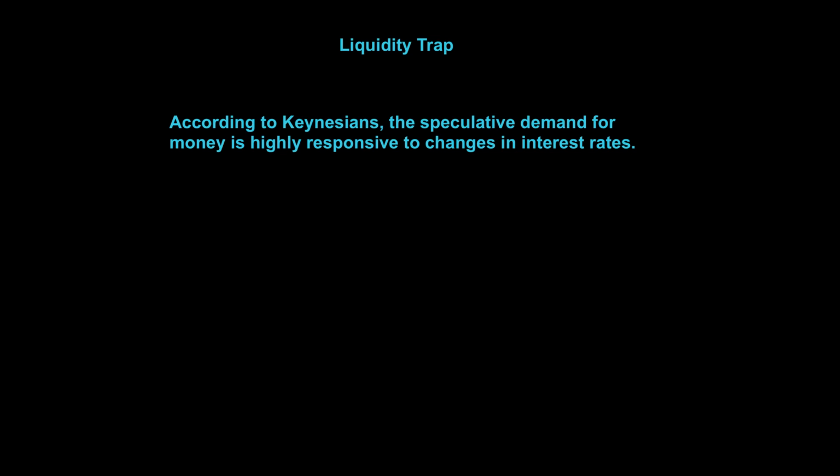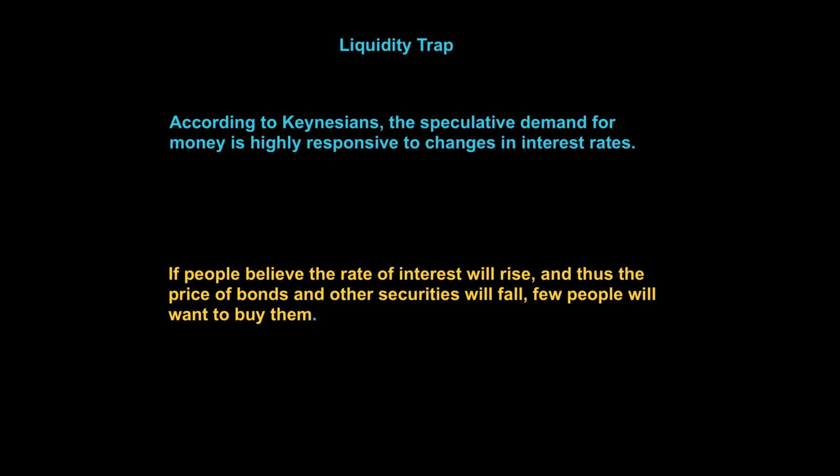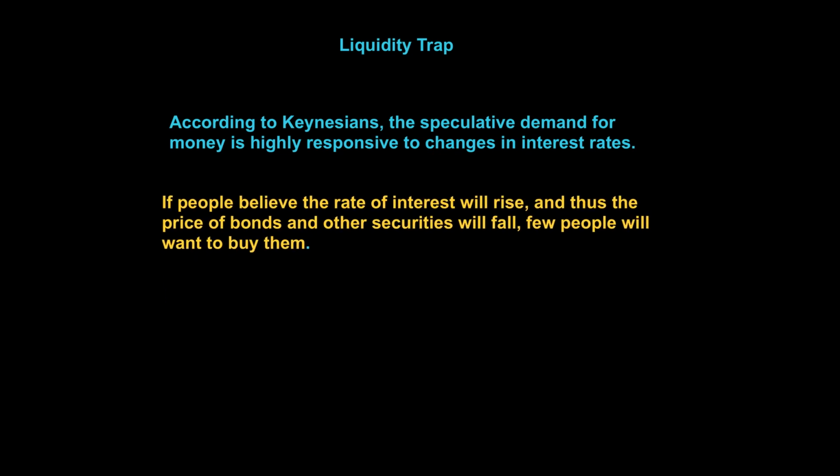So, let's say people believe that the rate of interest will rise in the future. How will people react? If they expect the rate of interest to rise, they notice the price of bonds will fall. Why? Because it has an inverse relationship. So if the rate of interest is about to rise, the price of bonds will fall, and if the price of bonds will fall, few people will want to buy them.